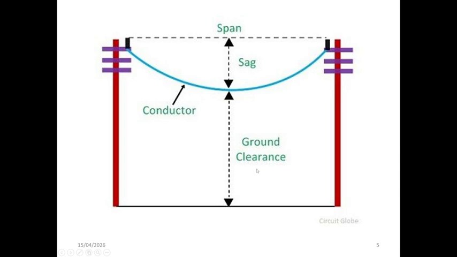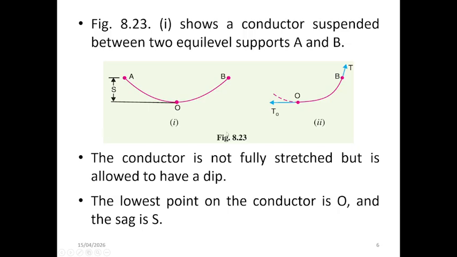critical for safety, preventing electrical hazards, and complying with regulatory standards, especially if this is a very high, extra high voltage. So all of those things should be taken into account. Together, these parameters play a key role in the mechanical and electrical design of transmission lines. So we will see later how we can calculate it.